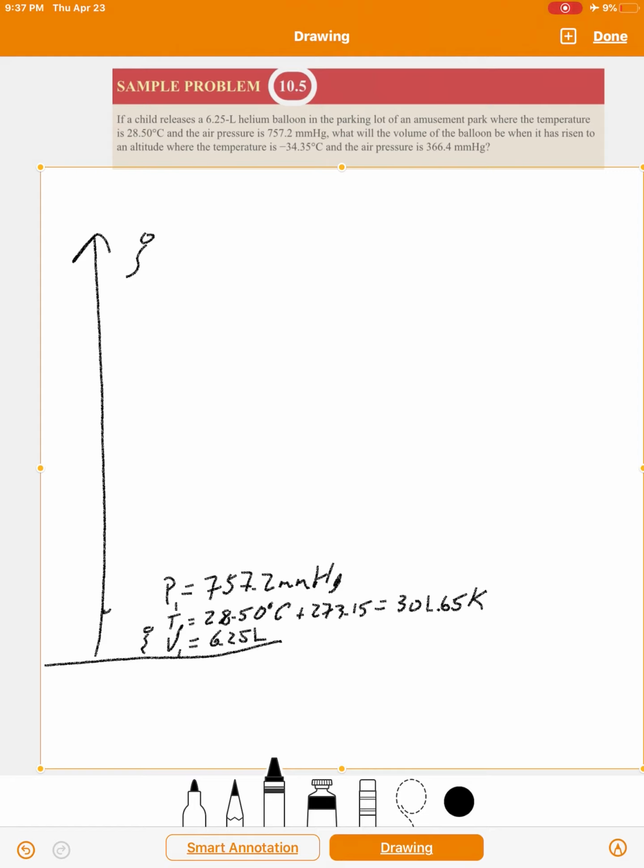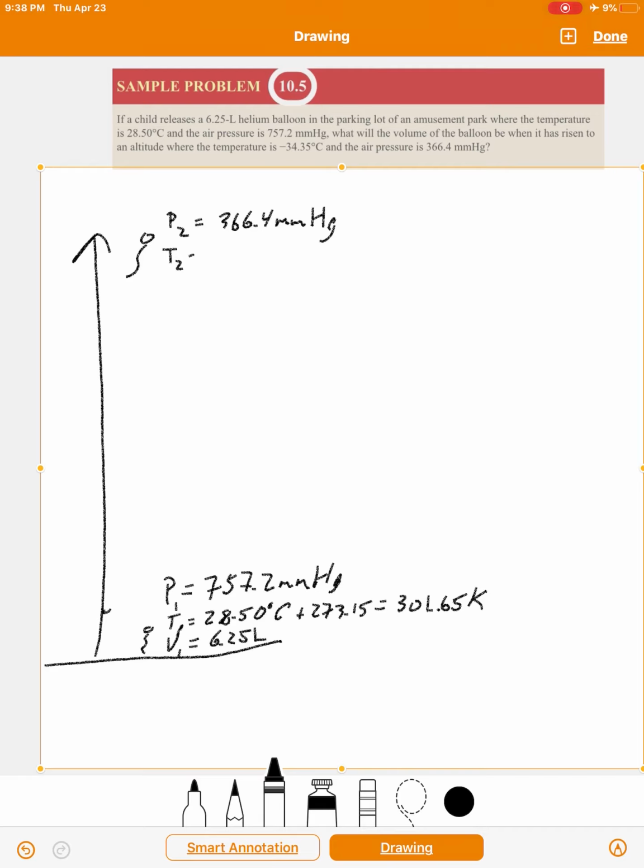Now, once we get up to altitude, it doesn't say what the altitude is, but it's up somewhere. So now we're going to have a new pressure. And so now the new pressure is 366.4 millimeters of mercury. You could actually figure out what the altitude is based on the atmosphere's pressure profile. That pressure is close to half, so you could figure out what the altitude is.